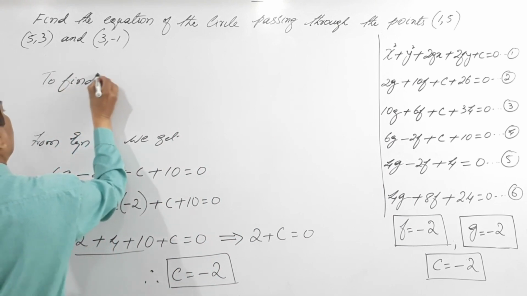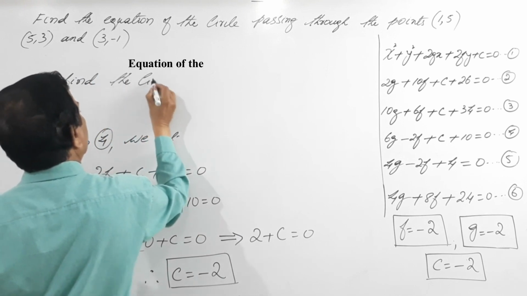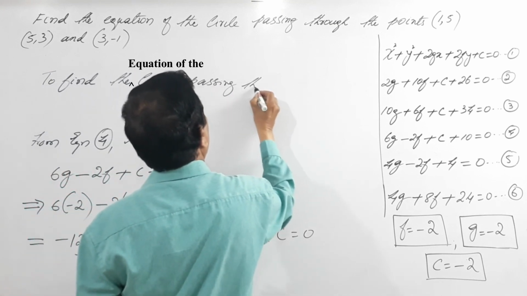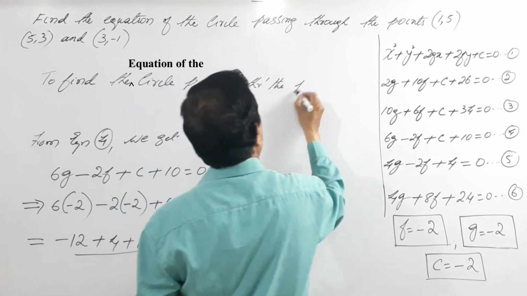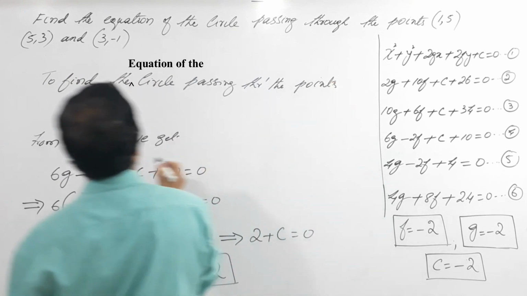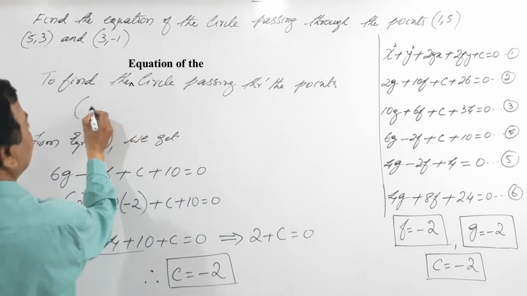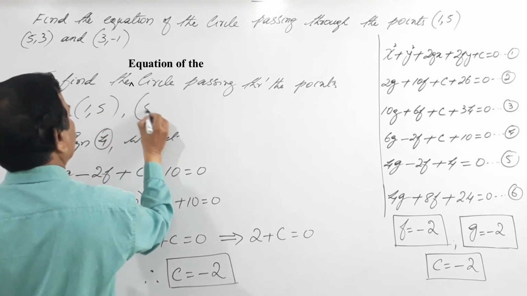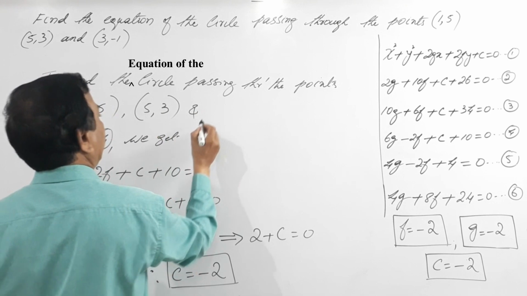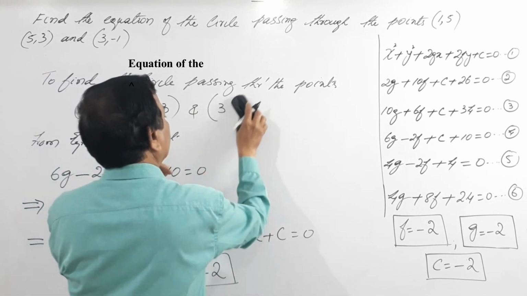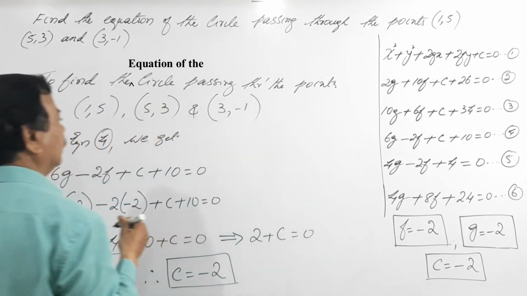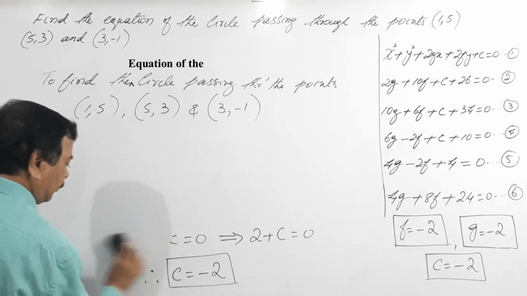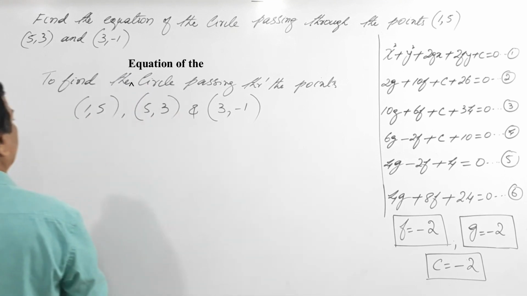So what I'll do, to find the circle passing through the points 1 comma 5, 5 comma 3 and 3 comma minus 1. Right? We have to find this now.